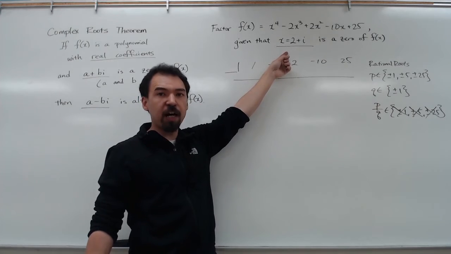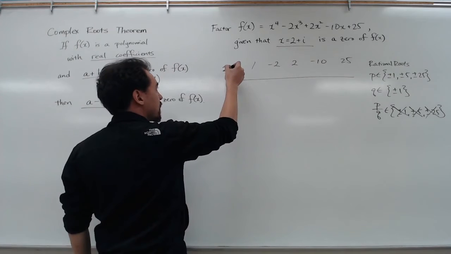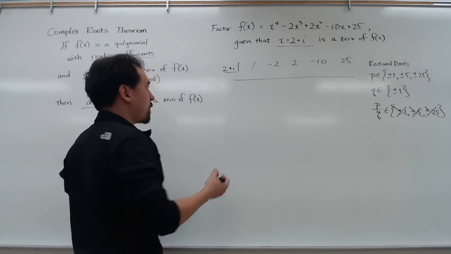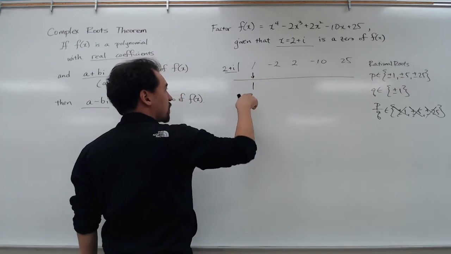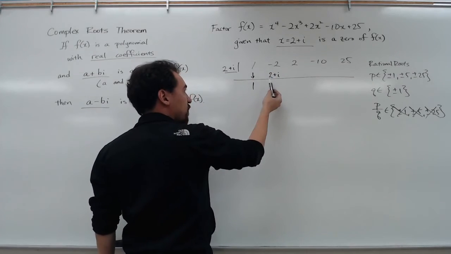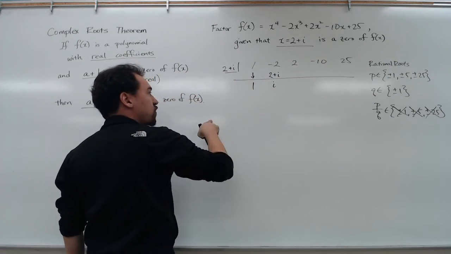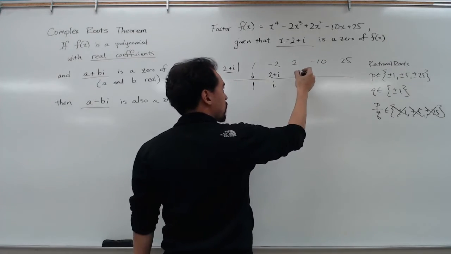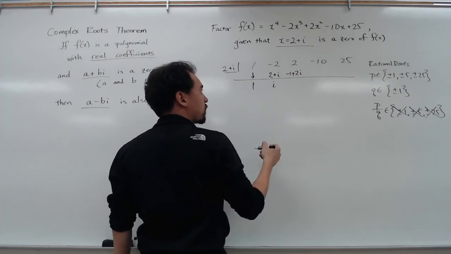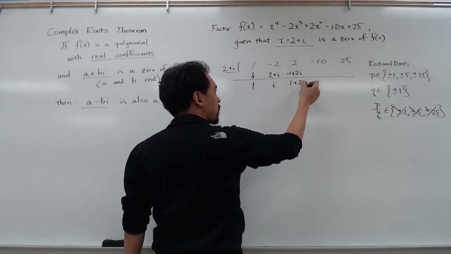This 2 plus i is a 0, which means if I put the 2 plus i here, I should get 0 right there. Let's see what happens. So the 1 comes straight down. 1 times 2 plus i is 2 plus i. When I add those together, the negative 2 and positive 2 cancel, and I just get i. Then i times 2 plus i, so i times 2 is 2i, and then i times i is negative 1. So this is what happens. When I add the 2 and the negative 1, I get 1, and then I get plus 2i.